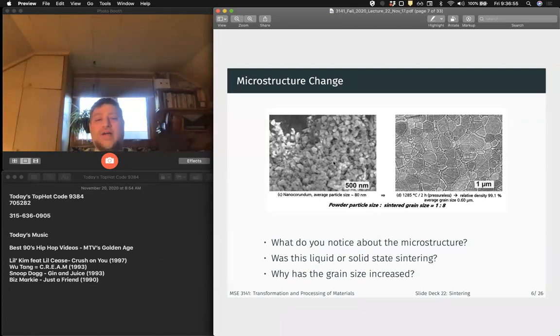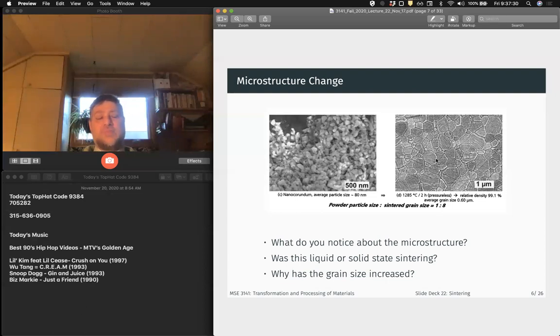So why has the grain size increased? This is something you guys know intimately already, right? It's the reduction of surface area. This fine powder has a lot of ceramic-air surface, right? And even though the grain boundary energy, depending on the system, could be higher or lower than the ceramic-atmosphere surface energy, we now have a lot less of it, right?